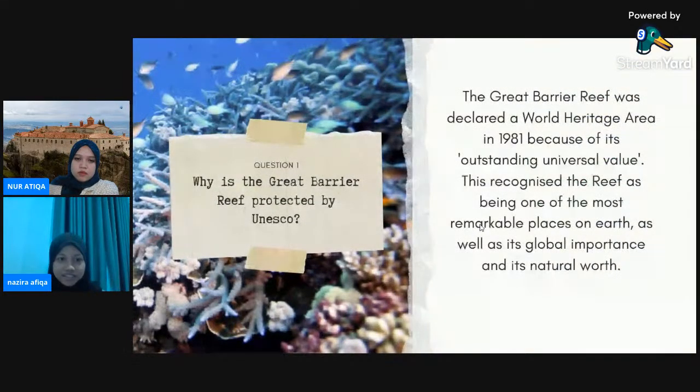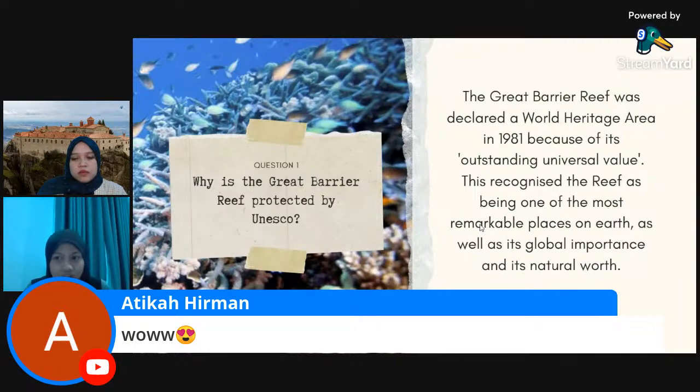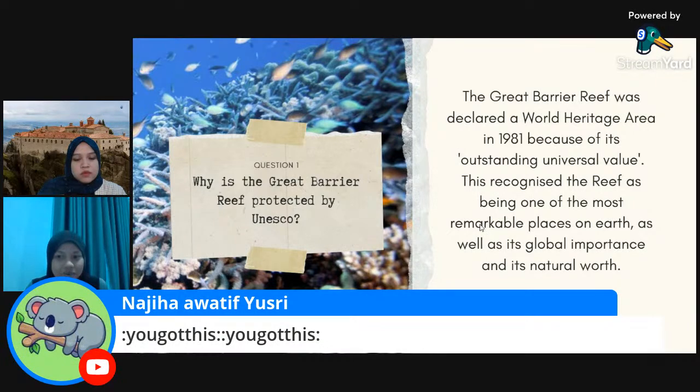Why is the Great Barrier Reef protected by UNESCO? The Great Barrier Reef was declared as a World Heritage Area in 1981 because of its outstanding universal value. This recognized the reef as being one of the most remarkable places on Earth, as well as its global importance and its natural worth.